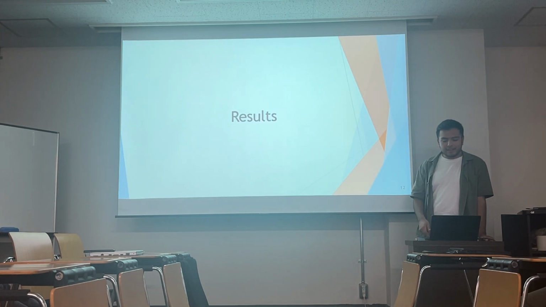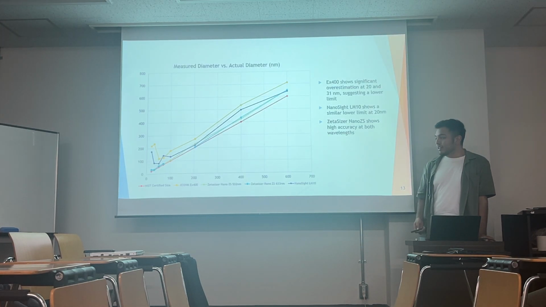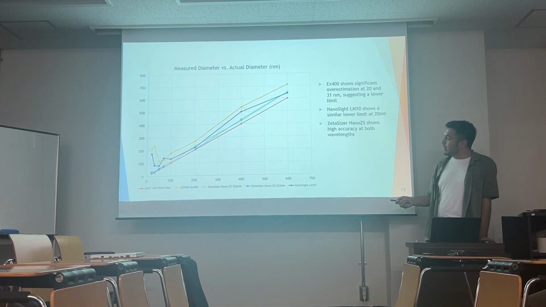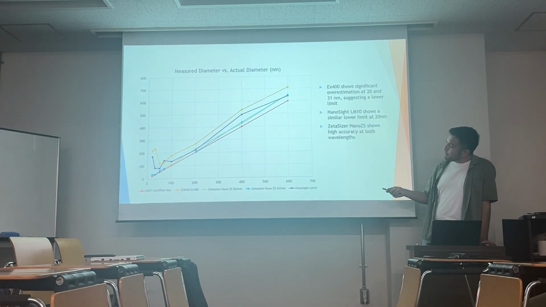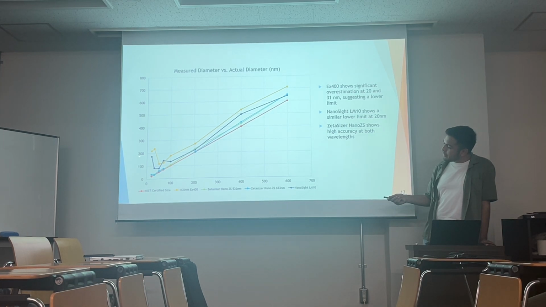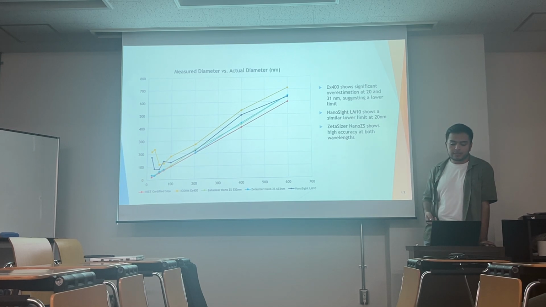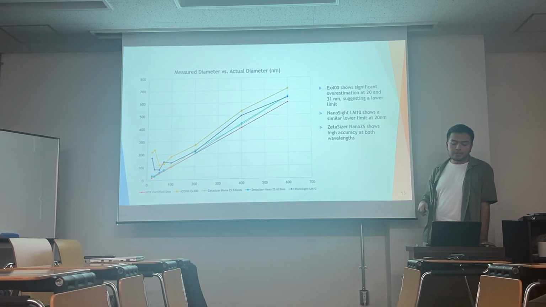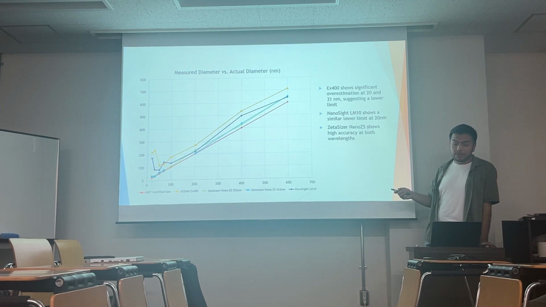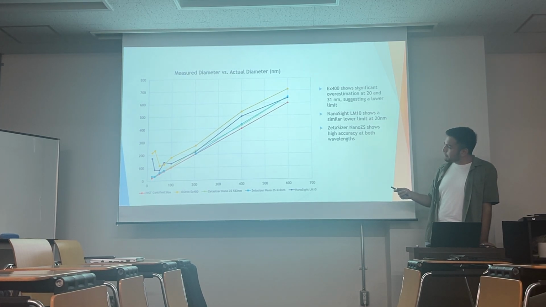So what did we find? After measuring each sample of different diameters, this is the data we got. If you look near the bottom, that yellow graph is the EX400. That blue graph is the Nanosite LM10. We can see at the lower end it starts struggling a little bit to give an accurate measurement. That suggests a lower limit. There might be particles that are just too small for us to measure using these devices. Zetasizer NanoZS was accurate using both operating wavelengths throughout.